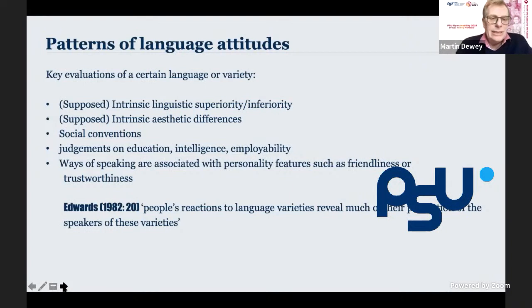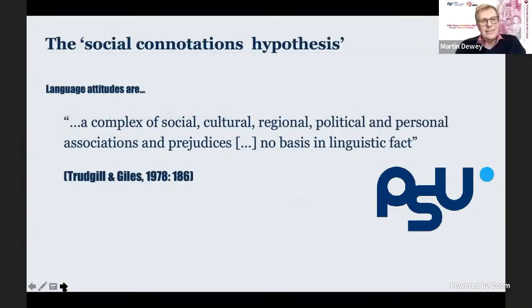Okay. Now, an important point to signal here is that when we have these reactions to language varieties, that tells us a lot more about people's perception of the speakers of those varieties, not the language varieties themselves. So what we can say, and this is where the theory comes in, in applied linguistics, where we've studied this, we've described this as a social connotations hypothesis. In other words, language attitudes are the result of social, cultural, regional, political, and personal associations and prejudices. And the really key point here is that these value judgments have no basis in linguistic fact. So if we provide a linguistic analysis of different ways of speaking the language, we can say that all varieties of the language are linguistically equal, but from a social perspective, they are not treated as equal. Some are assigned a lot of value, and others are seen as problematic.